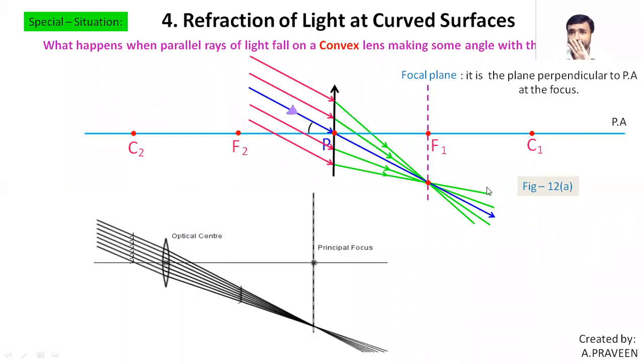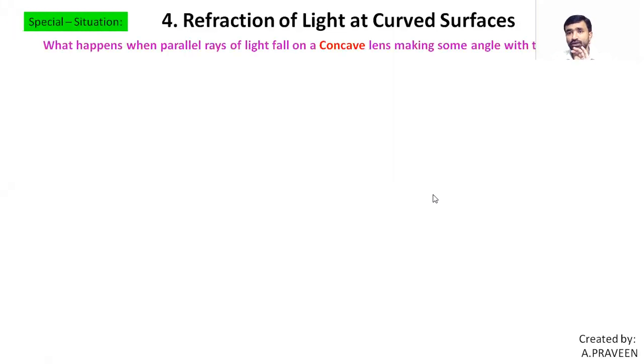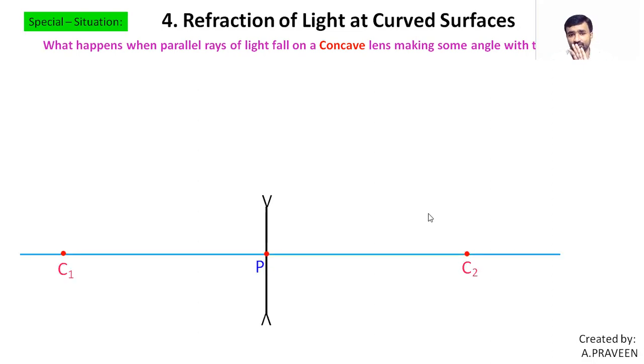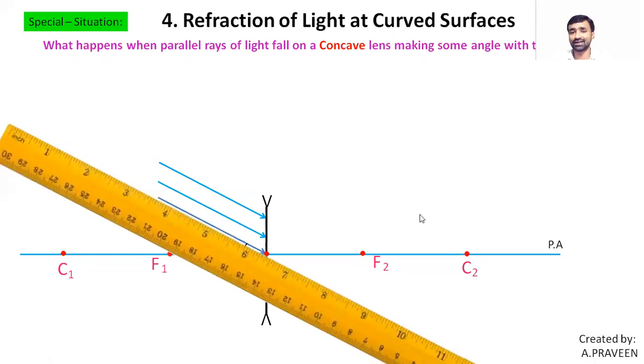So now we will see the case of a concave lens. In the case of a concave lens, what happens when a parallel beam of light rays falls on the concave lens, making some angle with the principal axis? So the concave lens is taken, identifying its center of curvature, pole and focal points, then selecting the light rays which are parallel to each other but making an angle with the principal axis. In this case also, we know one of the rays which meets our situation, that is the one passing through the pole. So first complete that ray's behavior: after refraction, it remains undeviated.